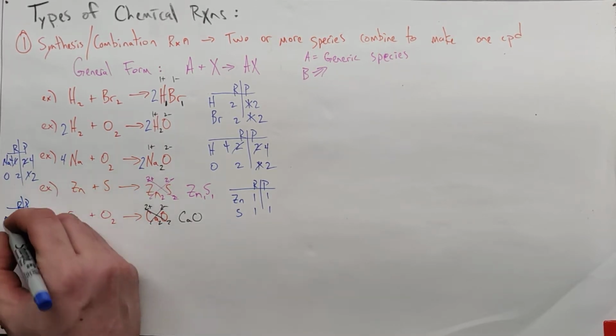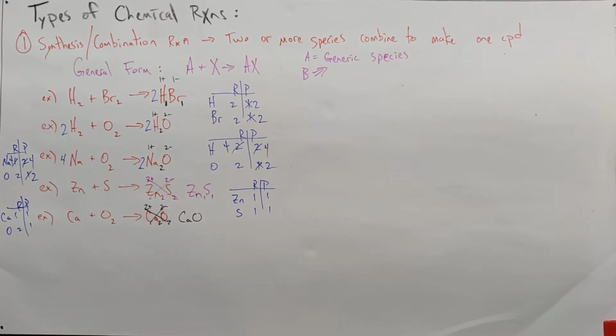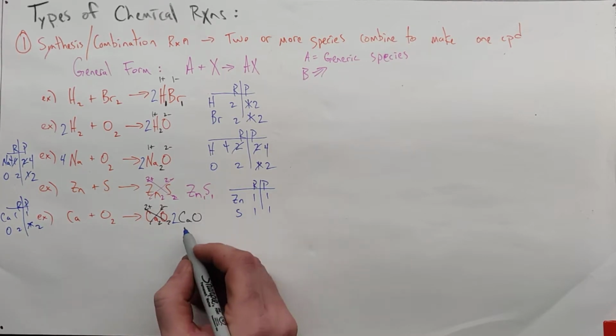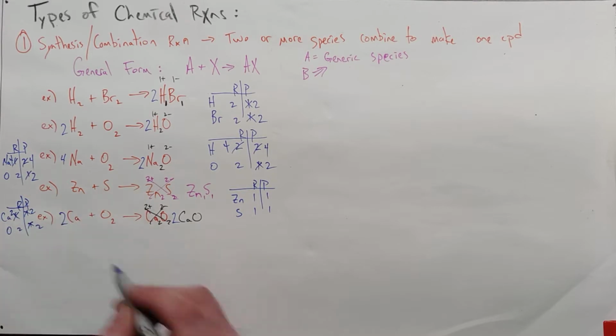Reactants and products, we've got calcium and oxygen, 1 and 2, but 1 and 1. Our solution, we need to double that, gives us our 2 oxygens, and then it gives us 2 calciums, and we'll have to fix that over there by adding a 2.